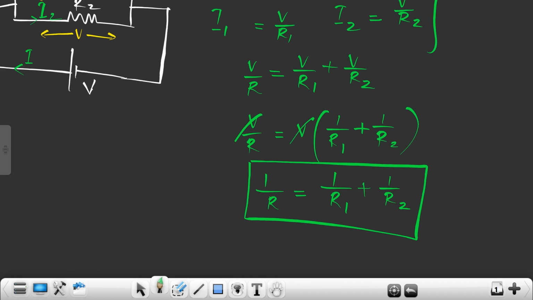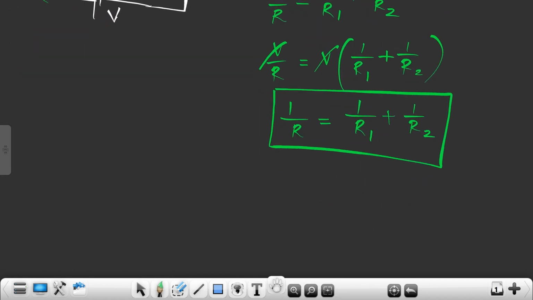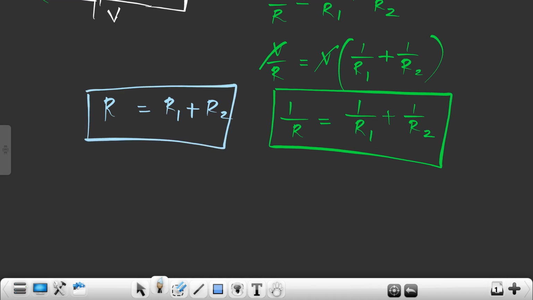By seeing the equations themselves, for the series connection, the total resistance was R is equal to R1 plus R2. For the parallel connection, it is 1 by R is equal to 1 by R1 plus 1 by R2. By seeing the equations, we can say that the effective resistance is more when we connect two resistors in series.